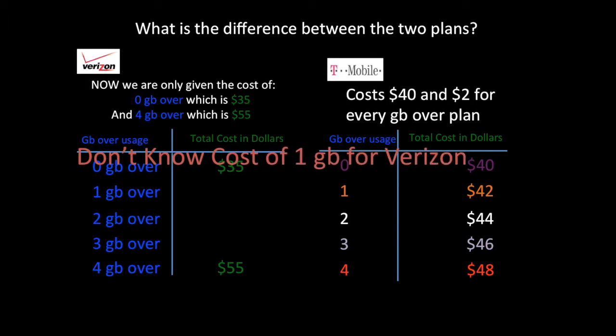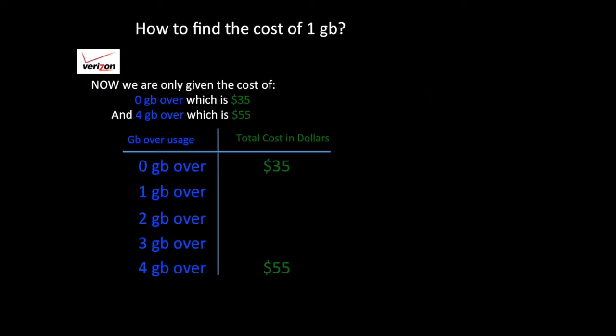All right, and that's the thing. We don't know the cost of 1 gigabyte for Verizon. We knew the gigabyte cost before, but now we don't. So how do we find this cost of 1 gigabyte? Because we know 0 and we knew 4, but we didn't know the cost of 1.